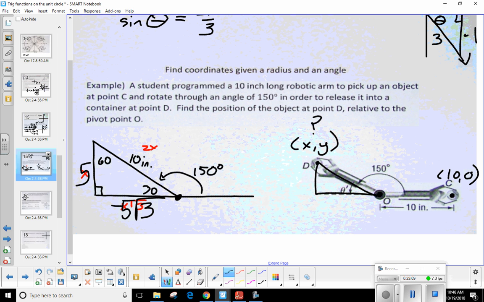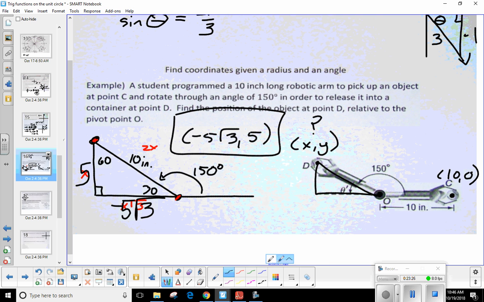So if this point right here represents where the arm is going to drop that ball, well, what would the coordinates be? Okay, negative 5 square root of 3, and then 5. Because in order to go from the origin to this point, you had to go left that distance and then up. Is everybody seeing how this works? Is anybody having any trouble?